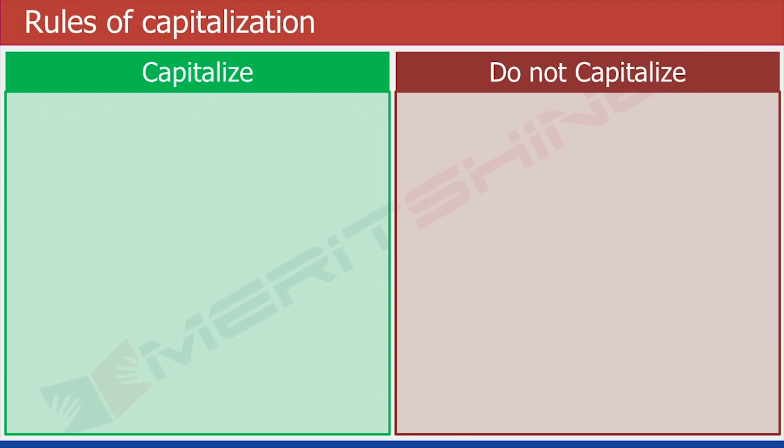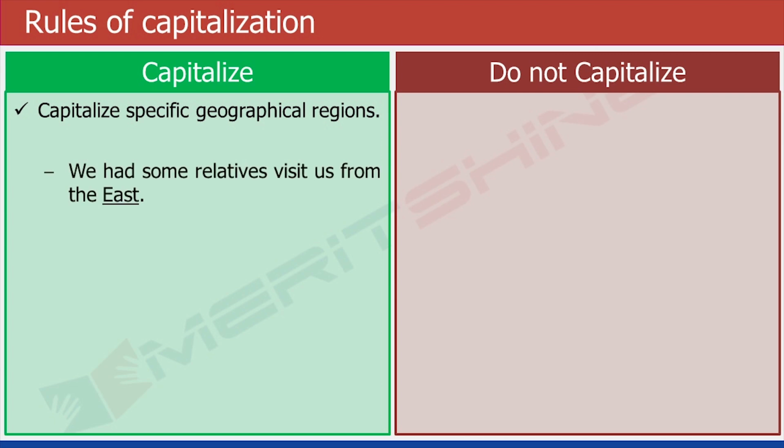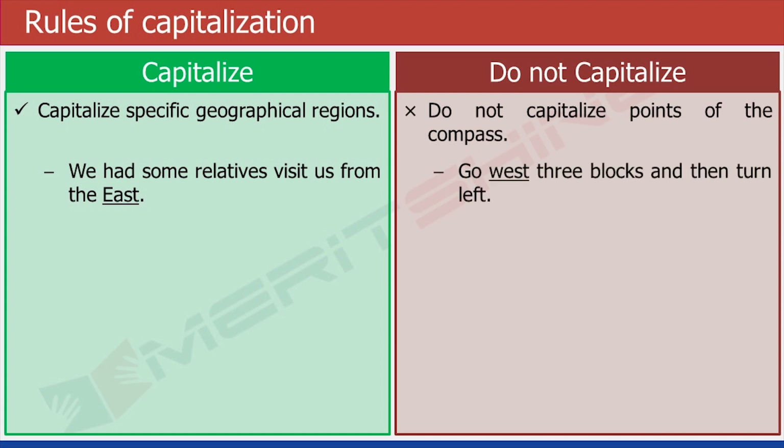We should capitalize geographical regions named after the names of directions. For example, in the sentence, we had some relatives visit us from the East, the noun East refers to the eastern region and is hence capitalized, but the points of the compass are not capitalized. For example, in the following two sentences, the nouns west and south are not capitalized. Go west 3 blocks and then turn left. We left Delhi and drove south.